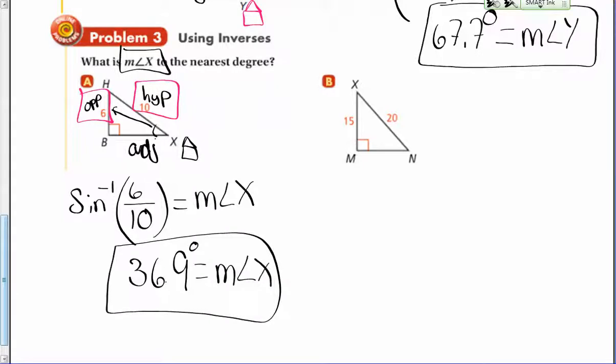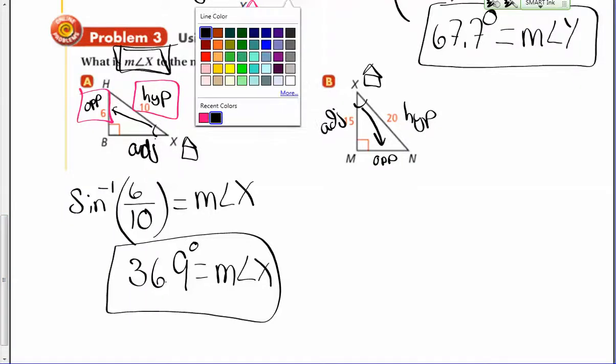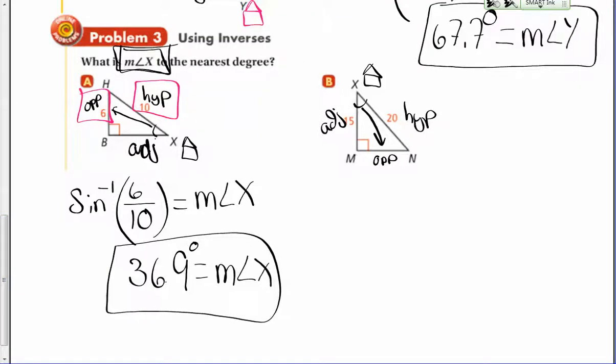All right, and here's the last one, question B. Again, I'm still looking for the measure of angle X, because that's what it told me right here in my problem. X is home base, opposite, hypotenuse, adjacent. The box are the two important ones.